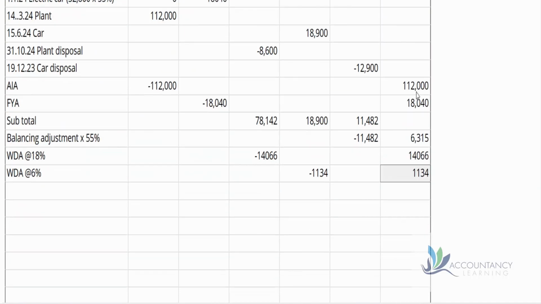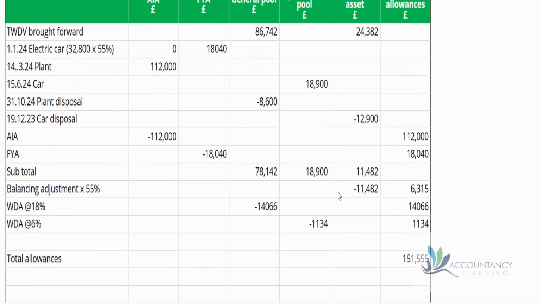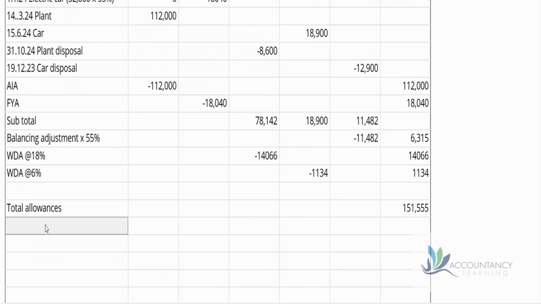The total allowances for the period are clearly shown. So we've not done that, have we? So we need to add up the total figure for the last column. So our total allowances amount to 151,555. So we've done that now. And we also need to show the carried forward balances, and we've not done that either, have we? So let's complete that.